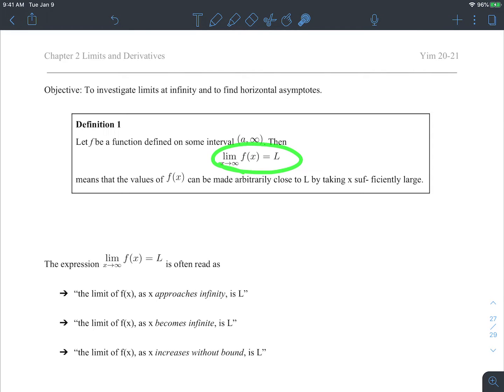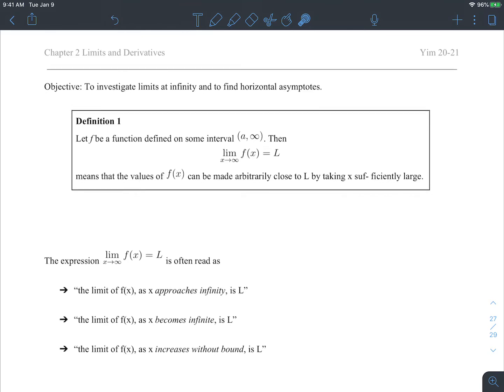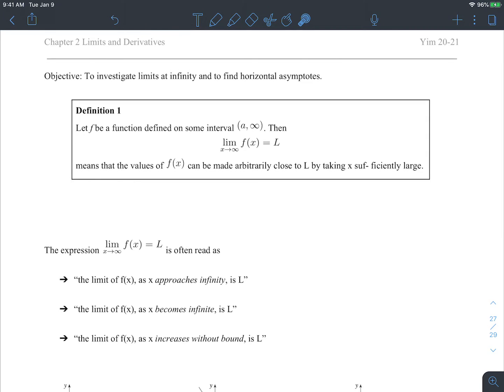This particular expression right here, guys, could be read three different ways, but they're pretty much the same thing. You should take time to copy that down. You could change the order in which you say it as well. According to the book, this could be read as the limit of f(x) as x approaches infinity is L. Or you could say the limit of f(x) is L as x approaches infinity. This portion could be at the beginning, where it is now, or at the end. It makes no real difference.